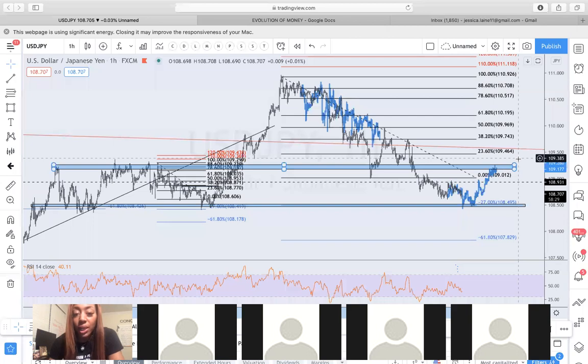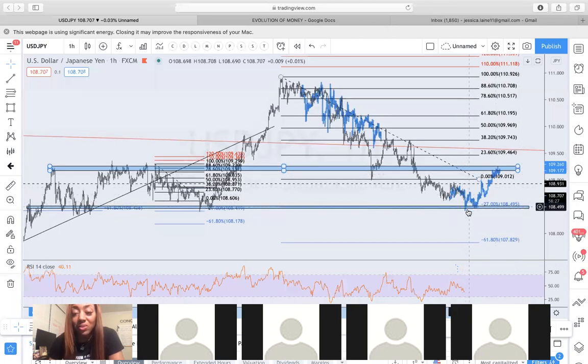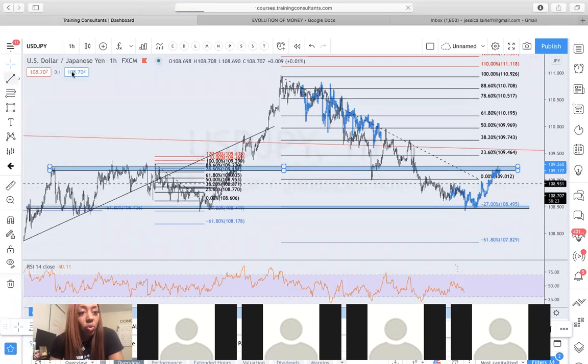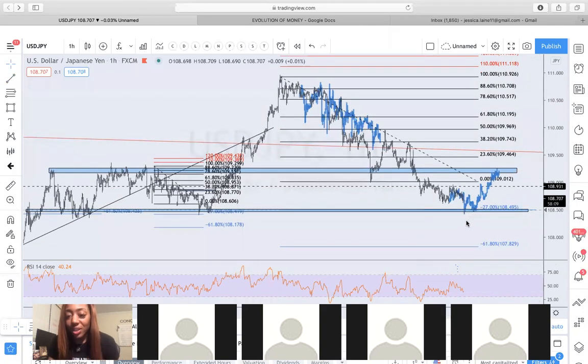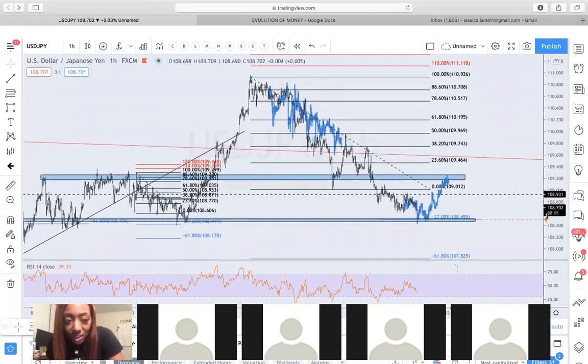But more or less, wait for it to finish coming to this negative 27, and then at that negative 27, let me actually put an alert there. Oops, sorry. At that negative 27, okay, at that negative 27, is it?